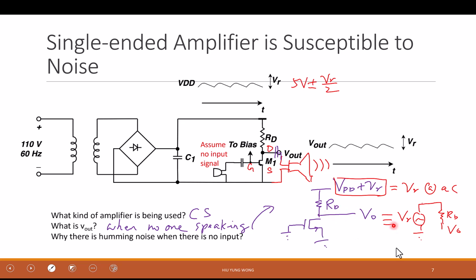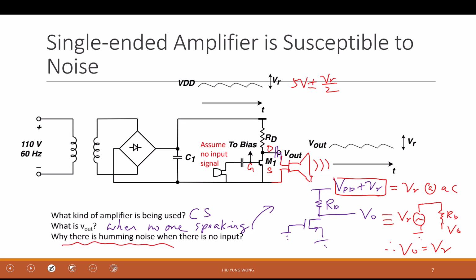So this point is affected by the VDD. If the VDD were grounded, then this is ground, and Vout is 0 in AC. But now the VDD is not. VDD effectively has a small signal due to this ripple. The ripple is VR. So actually my output is VR, right? Is this okay? And that's why you will hear some noise.